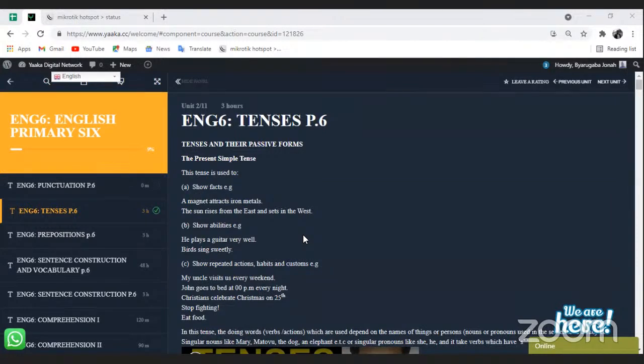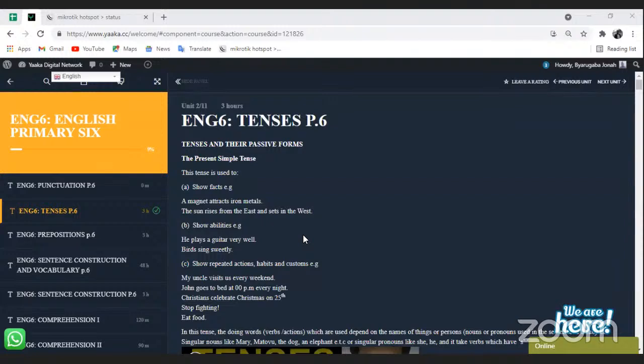It brings English P6, tenses P6. So the topic we are dealing with is tenses and their passive forms. Remember, we dealt with if sentences in our free lessons. So we are going to deal with tenses and their passive forms.